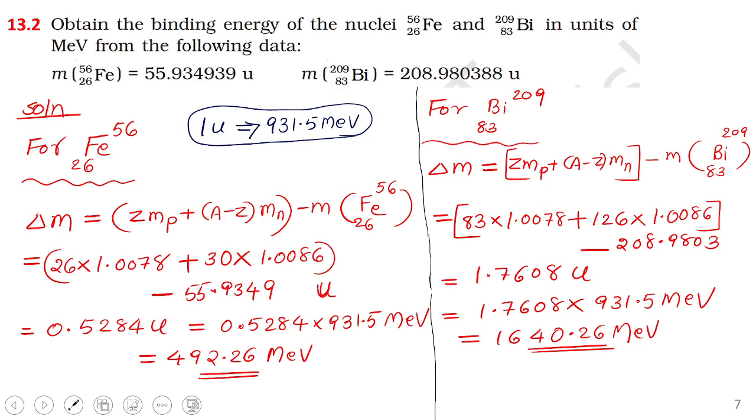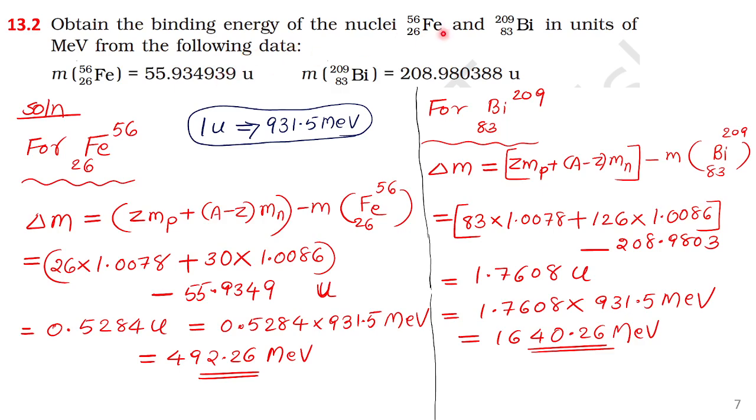Let me discuss one question. The solutions are written here. I don't want to delete. Obtain the binding energy of the nuclei iron and bismuth in units of mega electron volt from the following data.